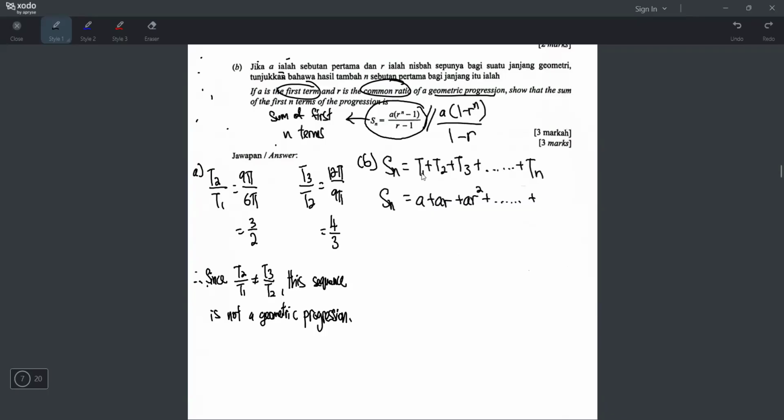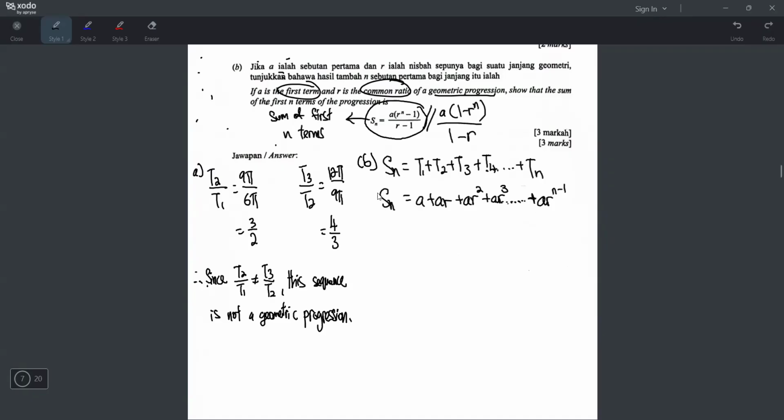And you can see that when it's T1, there's no R here. When it's T2, it will be R power 1. When it's T3, it's R power 2. That means the power here is always n minus 1. So for Tn, it will be AR power n minus 1, the n here has to minus 1 also. Okay, now I think I will write one more here, T4. If it's T4, then that will be AR power 3 lah, and then dot dot dot until like this, right?